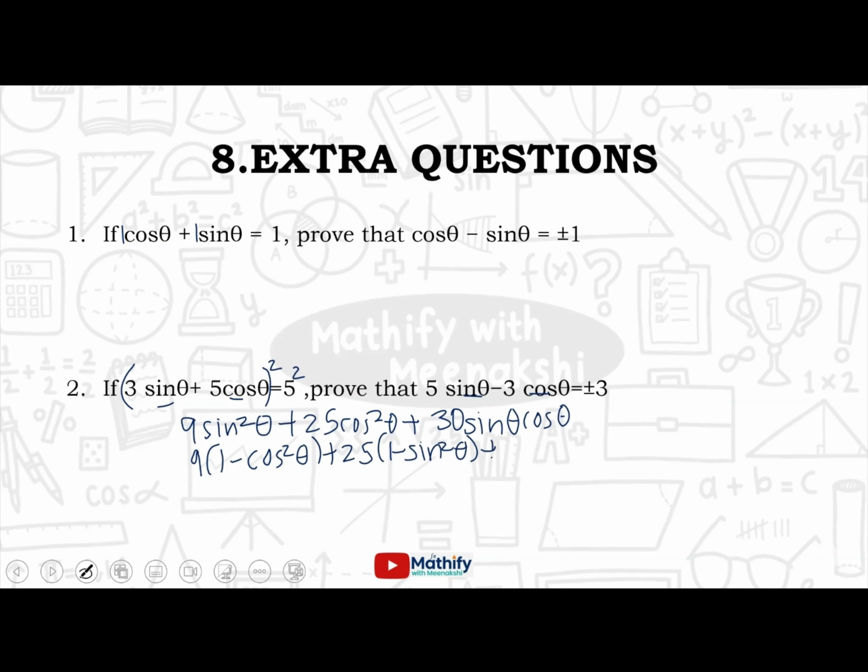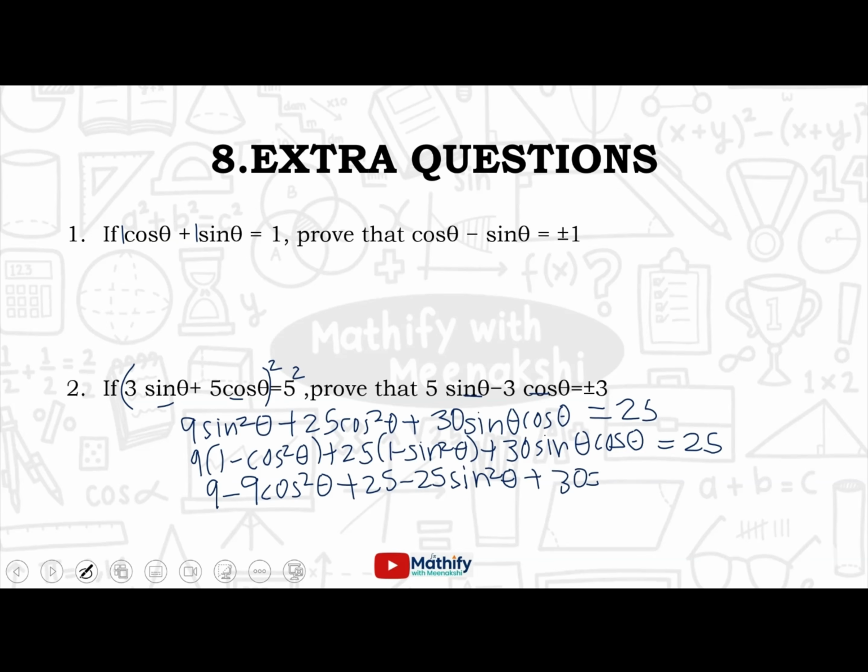This is the second step. Now just write this equal to 25. Let's solve this. What will we get? 9 minus 9 cos square theta plus 25 minus 25 sin square theta plus 30 sin theta cos theta equal to 25. Can we cut something here? Yes, 25 and 25 becomes 0.